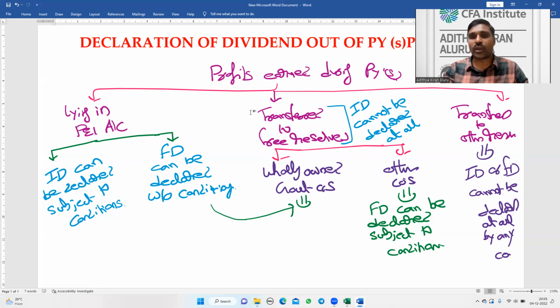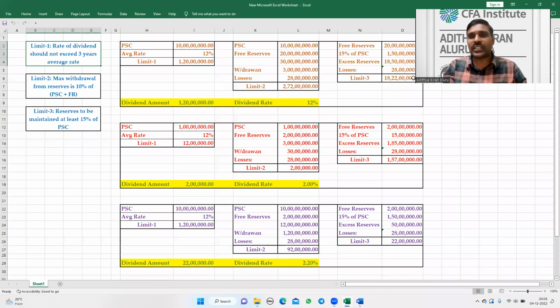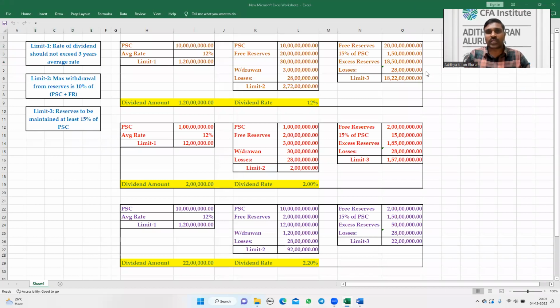This is the important point. We'll see the conditions. Final dividend can be declared subject to conditions. See what those conditions are. Now here there are three limits, or three conditions. Limit 1, rate of dividend should not exceed the 3 years average rate. Limit 2, maximum withdrawal from free resources is 10% of paid up share capital plus free reserves. Limit 3, reserves to be maintained at least 15% of paid up share capital.